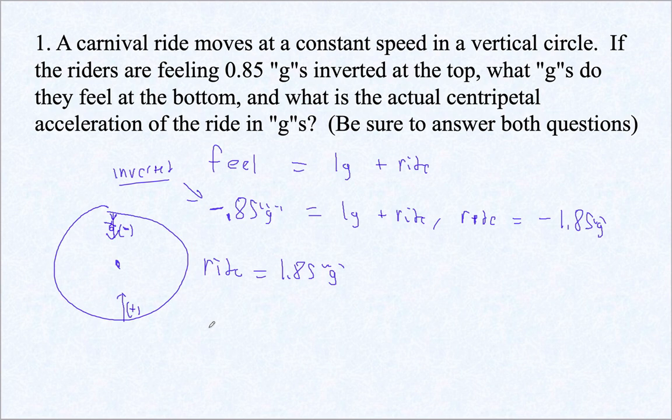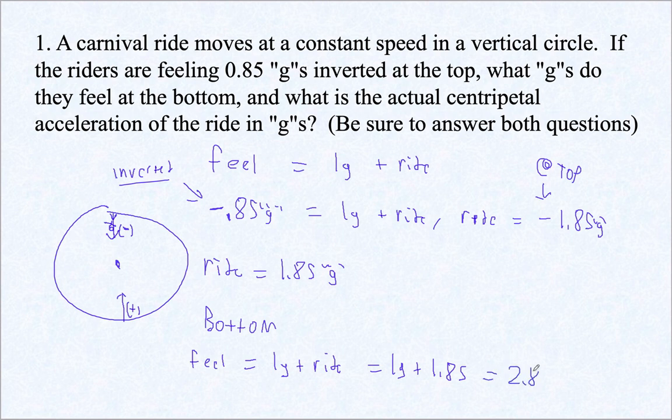Okay, and then let's see. What do they feel at the bottom? At the bottom, what we feel is 1G plus the ride. So that's 1G plus, and then the ride at the bottom, notice it's negative at the top, right? At the bottom, it's positive 1.85, okay? Because at the bottom, we're accelerating up. We're accelerating toward the center. So that's going to be 2.85 Gs.